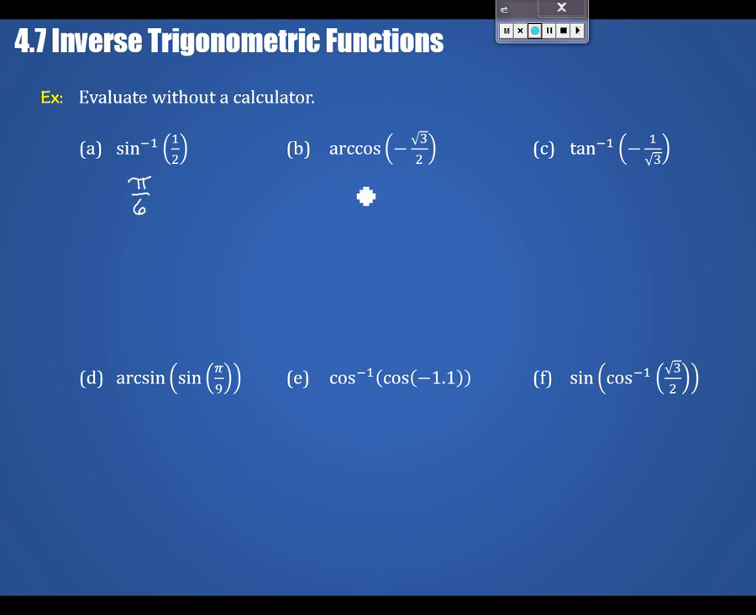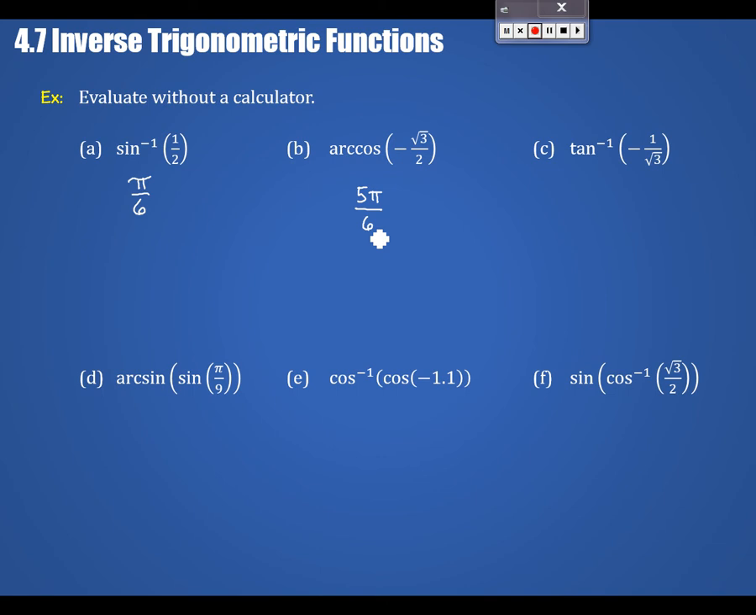Do you agree? But you said it became pi over 3. A lot of you might say 7 pi over 6, or a whole host of an infinite number of other options. But 5 pi over 6 is the one that has a cosine of negative root 3 over 2 and is in between 0 and pi. Right? And that's what we need. We said we would only output values between 0 and pi.